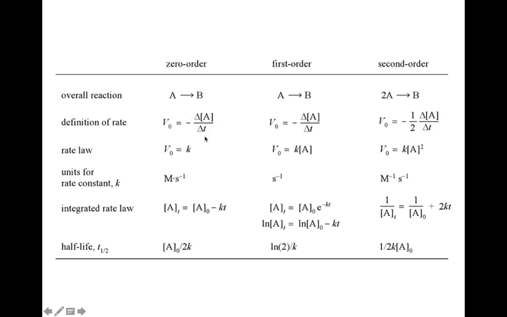So the velocity of a reaction is a change in concentration with time. Here, when it has a negative, that means it's going away. The rate law here is just that the velocity is some constant. Here, for a first order reaction, the velocity is a constant times the concentration at that time. And for a second order reaction, it's times the concentration of both species. So this could be 2A, or it could be A plus B goes to C. And in that case, the velocity would be k times A times B.